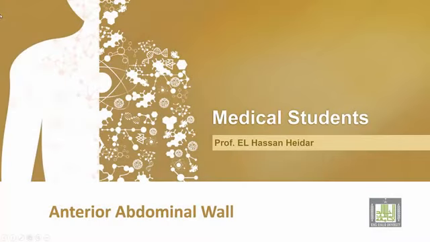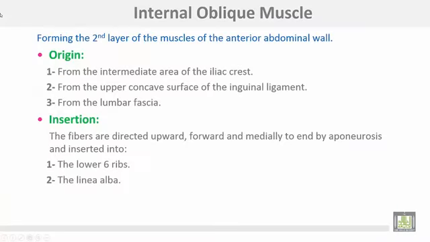Continuation of the anterior abdominal wall. The second muscle in the anterior abdominal wall is the internal oblique muscle, forming the second layer of the muscles of the anterior abdominal wall.